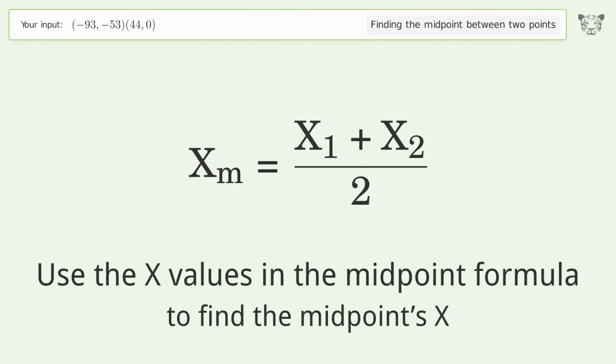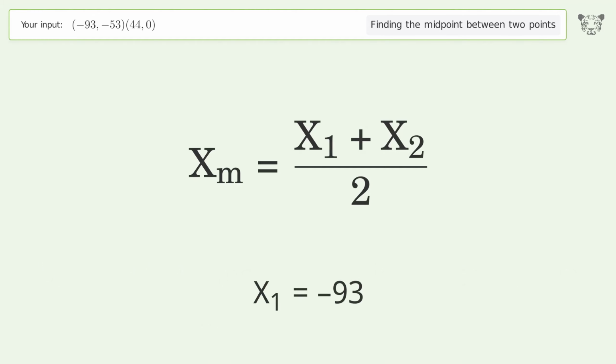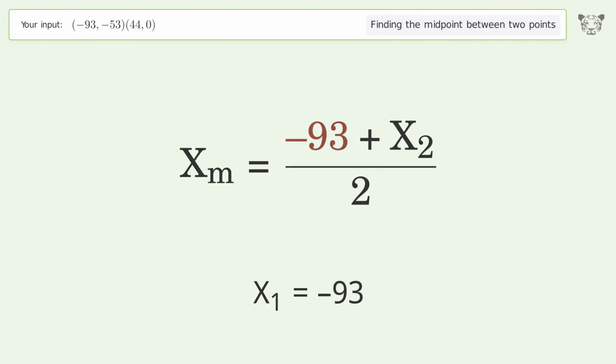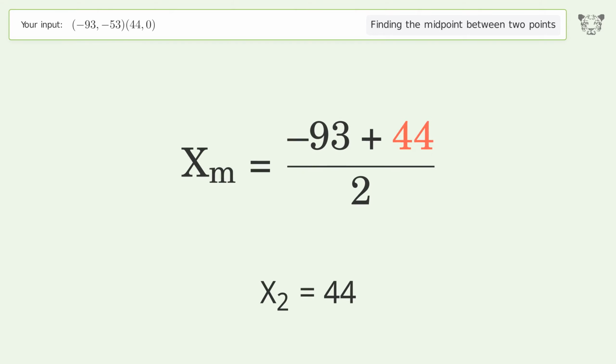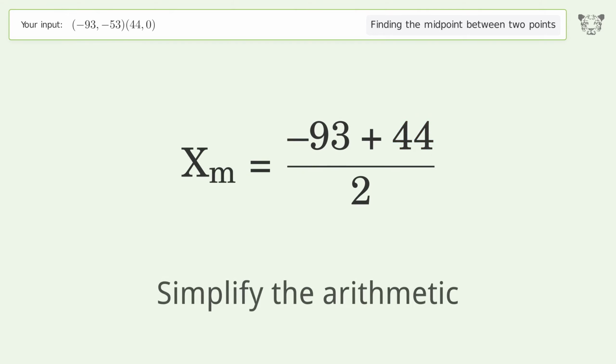Use the x values in the midpoint formula to find the midpoint's x. x1 equals -93. x2 equals 44. Simplify the arithmetic.